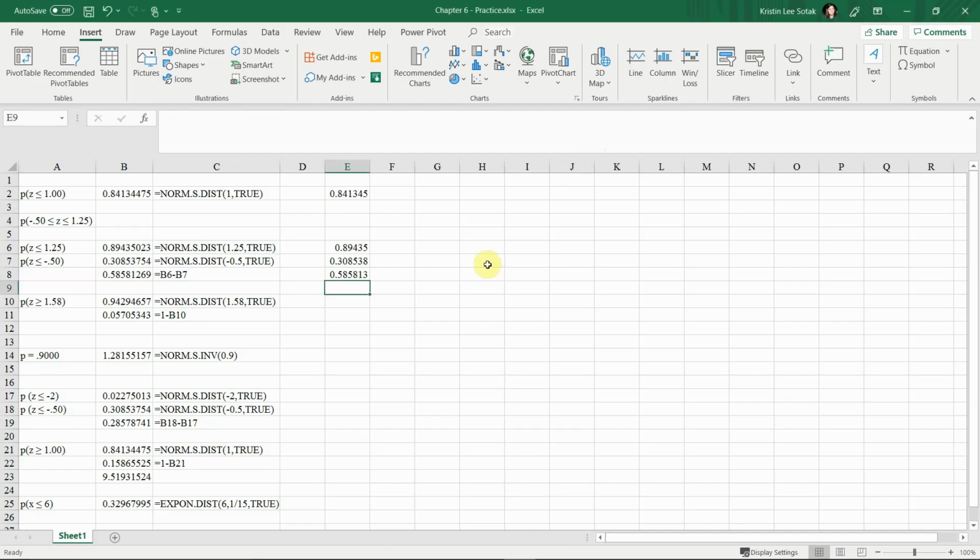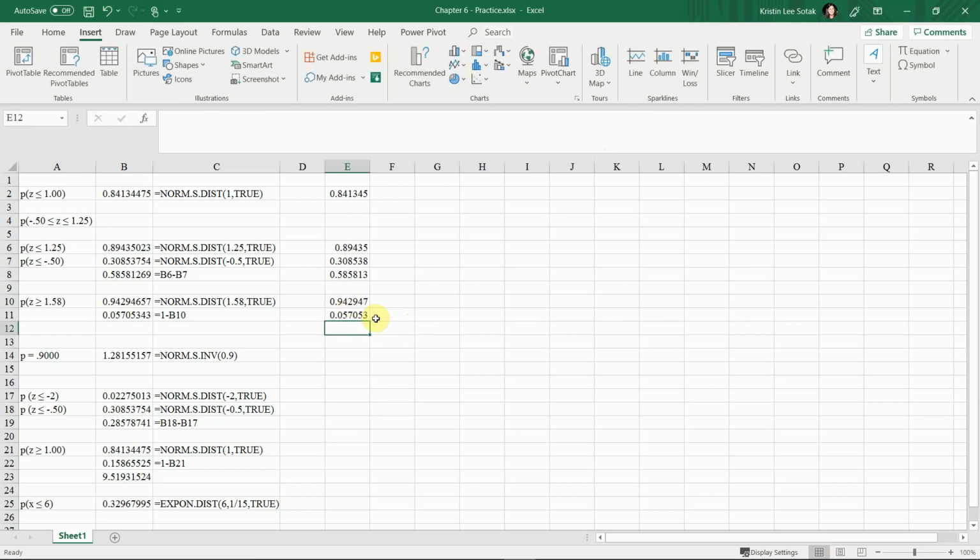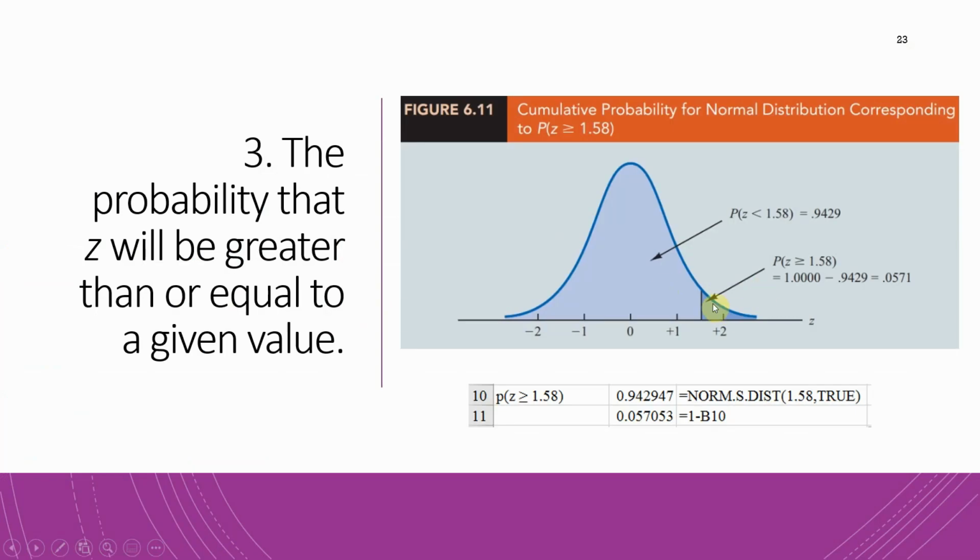So let's go to Excel and calculate that. Again, equals NORM.S.DIST, 1.58, cumulative equals TRUE. We get 0.94. And remember, we're going to subtract that from 1 to get that tiny little leftover area right there.